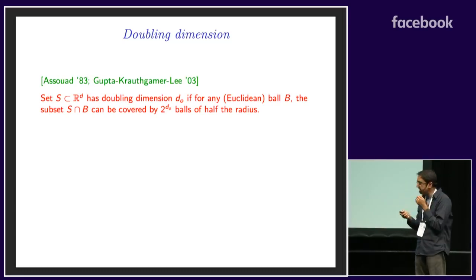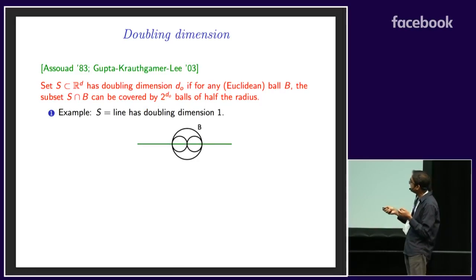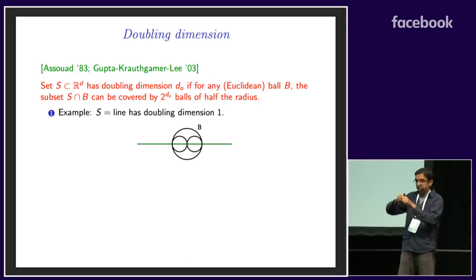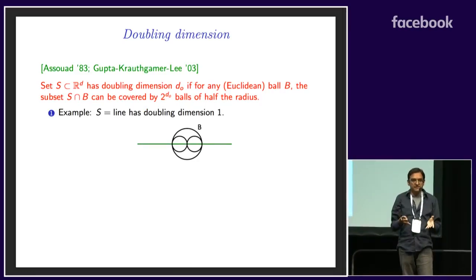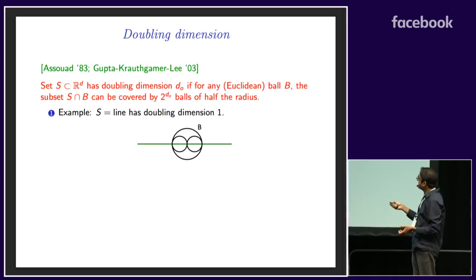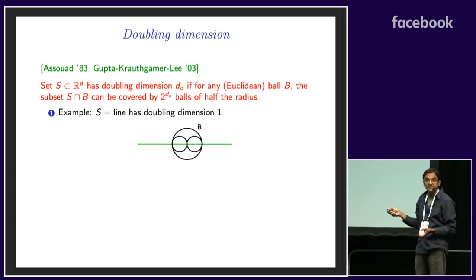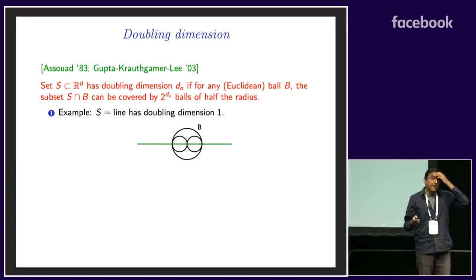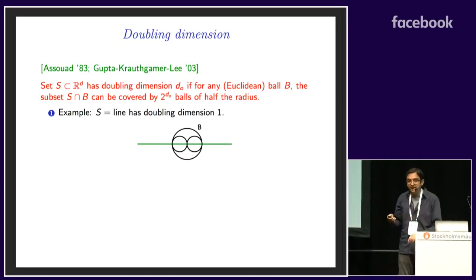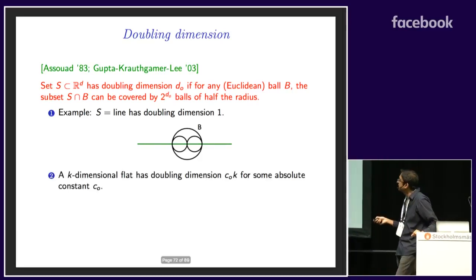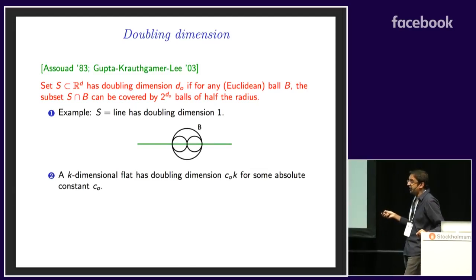Okay, so it sounds a little weird, but let's look at an example. Let's say you have a line sitting in some high-dimensional space. Okay? So look at any ball. The points lying in the ball form a line segment, and they can be covered by 2 balls of half the radius. And so the doubling dimension is 1. Okay? So a line has doubling dimension 1. A k-dimensional subspace has doubling dimension O(k).